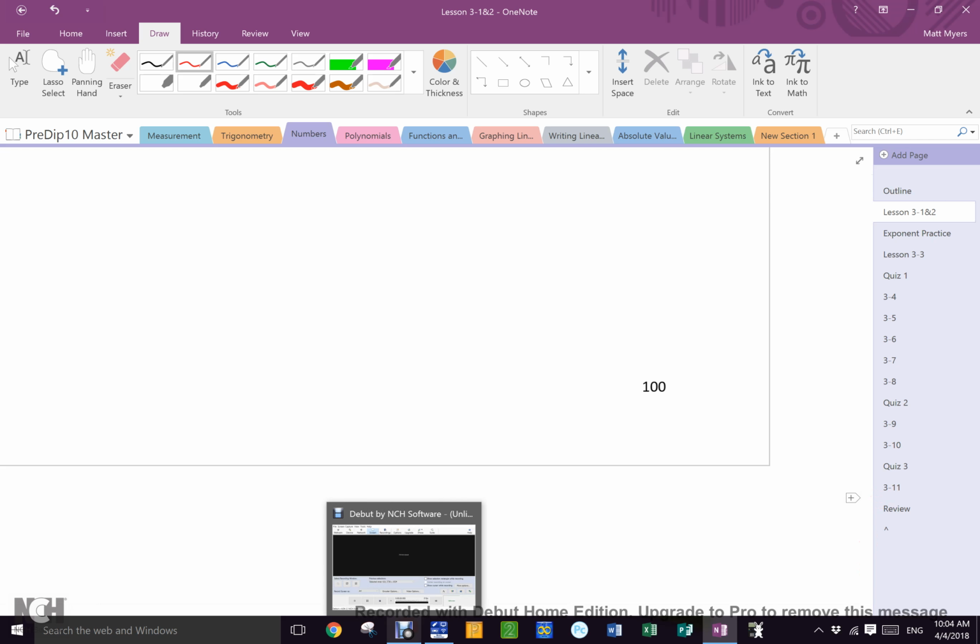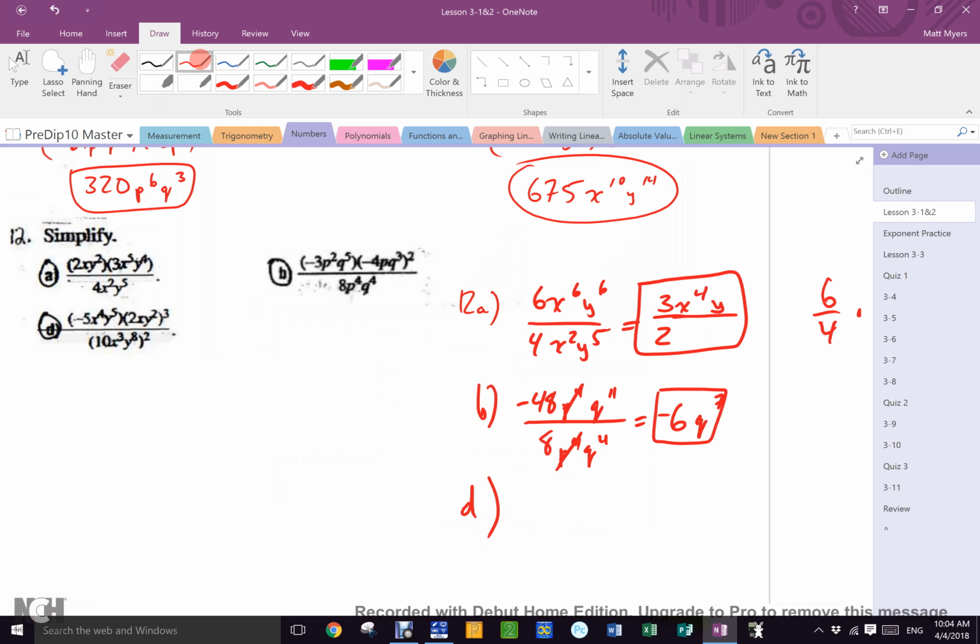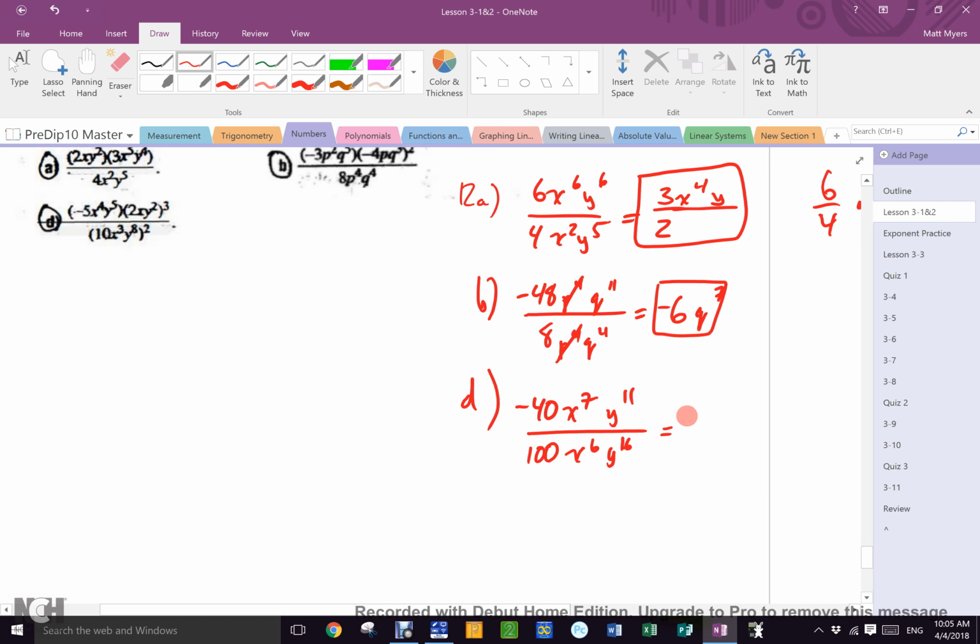All right, okay. Listen. Oh, that's crazy. Brain cells. All right, so that is -5, 2 cubed, so that's 8. So that's -40. X to the 4th plus x cubed is x to the 7. 5 plus 6 is y to the 11th over 100, x to the 6 y to the 16. 40 over 100 becomes -2 over 5. 7 minus 6 is x, and 11 minus 16 is y to the -5. Okay, I just didn't simplify that part again. That's good. I got the basics down.